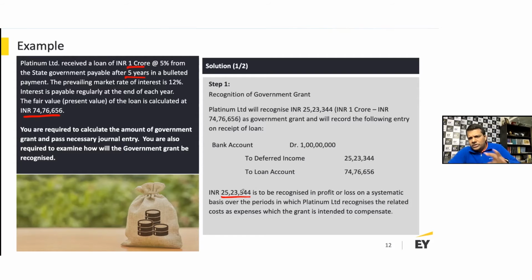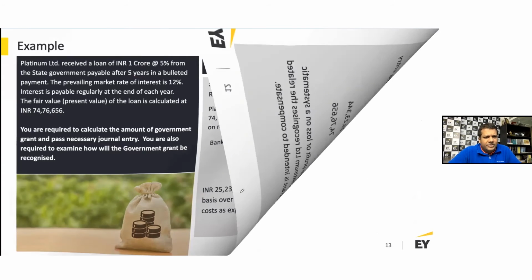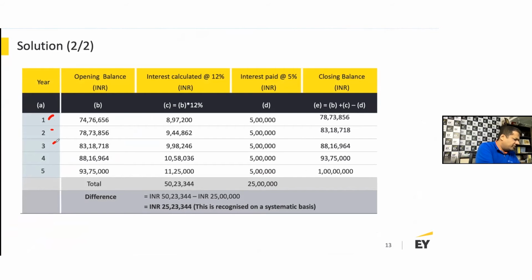But how do you quickly put together an EIR template, an effective interest rate template, in this example, which is fairly simple to put in? 1, 2, 3, 4, 5, 5 years. I've started with 74 lakh 76,656. This information is provided. What is the effective rate of interest? 12%. I'm going to charge 12%. What is it that I'm paying? 5%, which is 5 lakh on the gross amount of 1 crore.